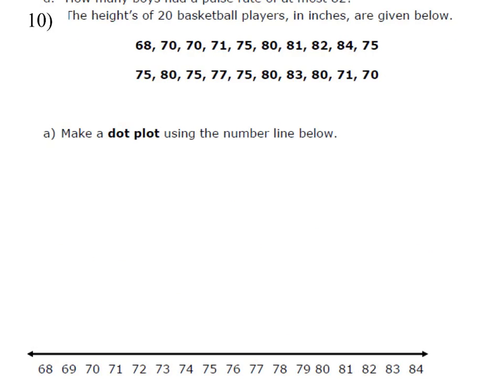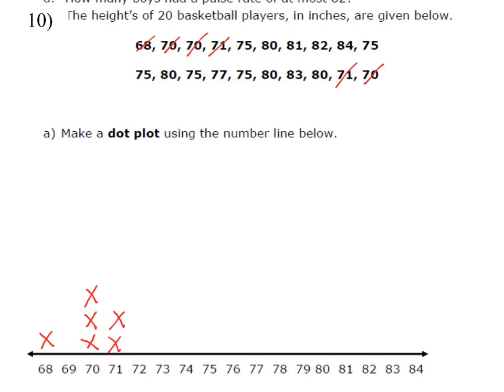Heights of 20 players in inches are given. Make a dot plot on the number line below. Well, this one's awfully convenient because the numbers are already there. So you just have to figure out how many 68s there are. There's 1, so I can put 1 x there. How many 69s are there? There's none. How many 70s are there? There's 1, 2, 3 of those. How many 71s? There's 1, 2 of those.